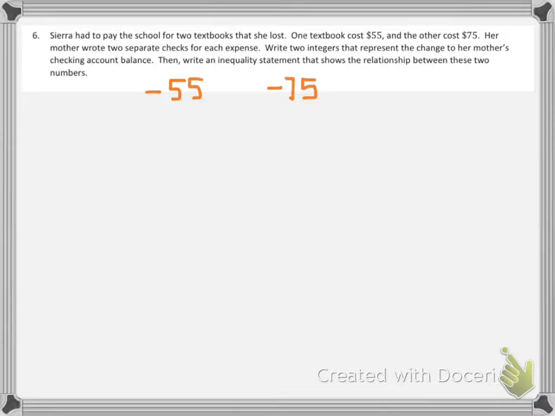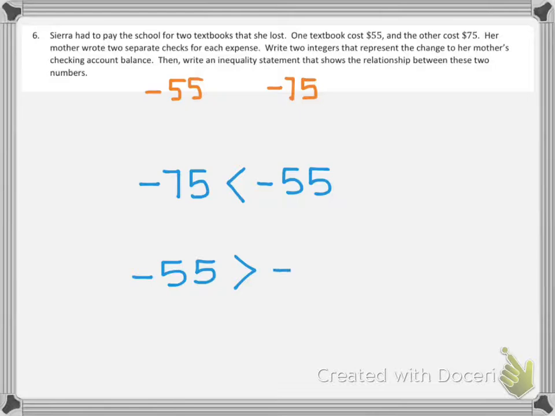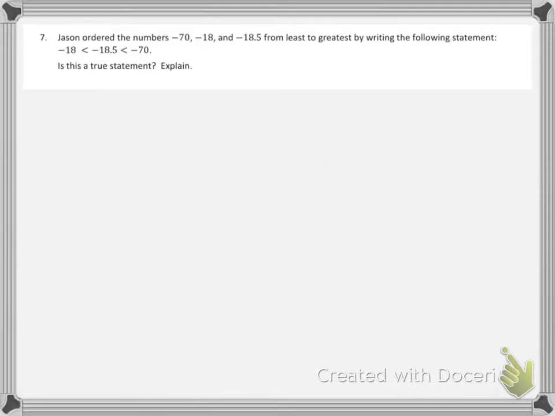Well, again, I've got my integers already, so now I just need an inequality statement. I know that negative 75 is the smallest, so negative 75 is less than negative 55. Or I could say that negative 55 is greater than negative 75. There are your 2 possibilities. All right, that's 6. Exercise 7.